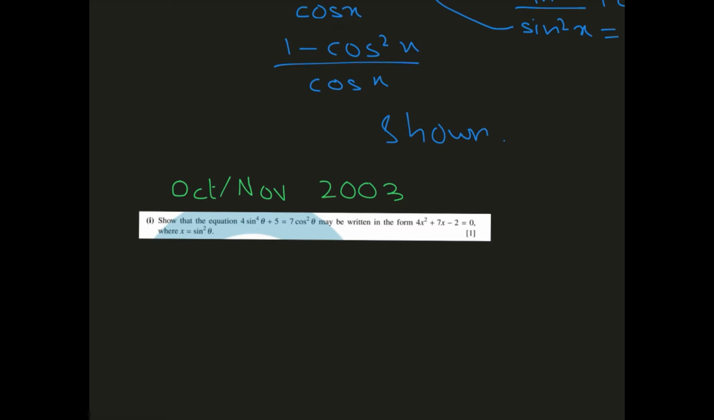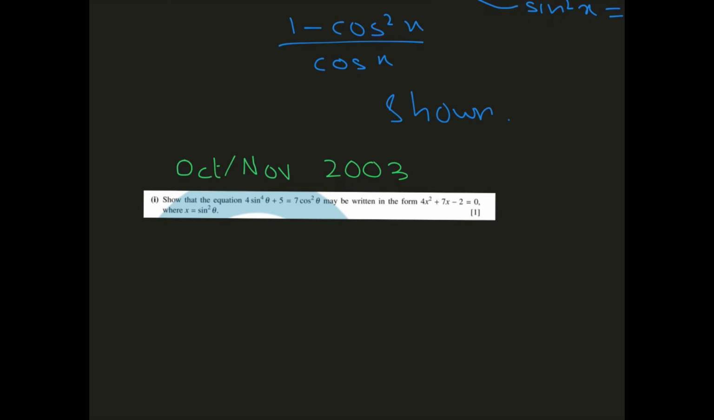Okay, so our next question is from October-November 2003. It says that 4 sine 4 theta plus 5 is equal to 7 cos square theta may be written in the form of 4x square plus 7x minus 2 is equal to 0, where x is equal to sine square theta, right? So the key is to first express the equation in form of sine square theta. So let's just copy down the equation. So the equation is 4 sine 4 theta plus 5 is equal to 7 cos square theta.